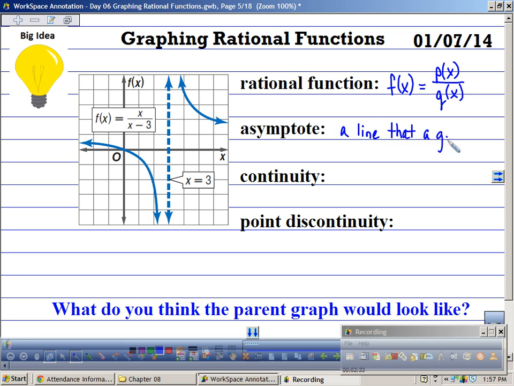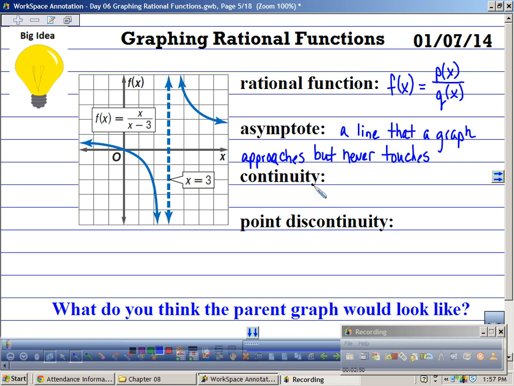All right, so an asymptote is a line that a graph approaches but never touches. Notice how there's an asymptote here, and the graph is approaching it, but it's never going to touch it. As far as it goes up, it's never going to touch it. And down here, it gets closer and closer and closer, but it's never going to touch it. Okay?